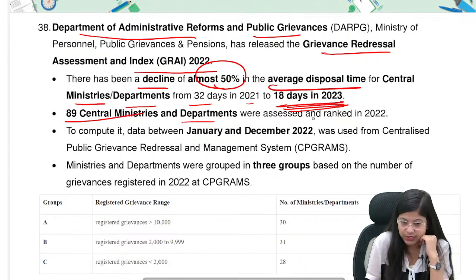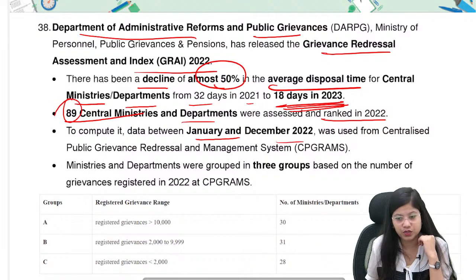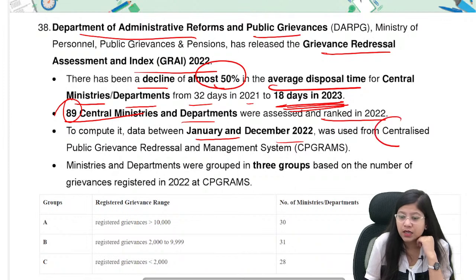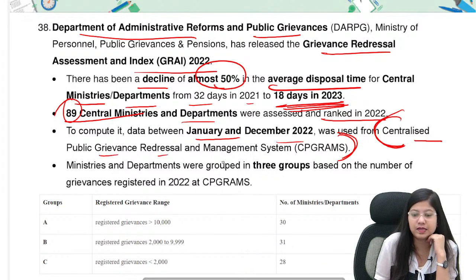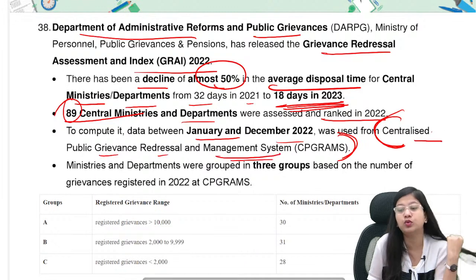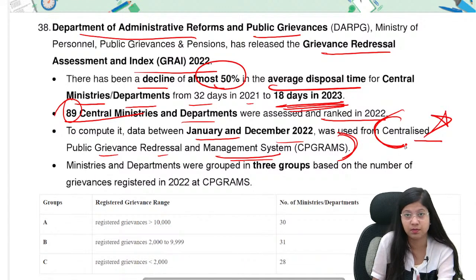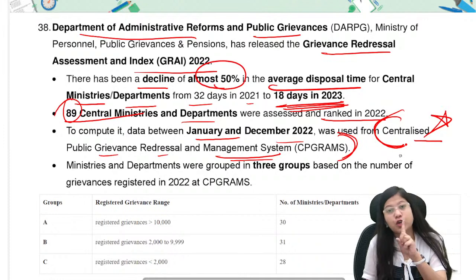89 central ministries and departments were assessed. Do remember this number. To compute it, the data from January to December was taken, and the database was centralized public grievances redressal and management system. Do read about this system. This system has been in the news for a long period of time.